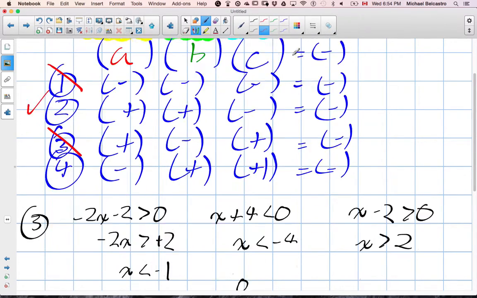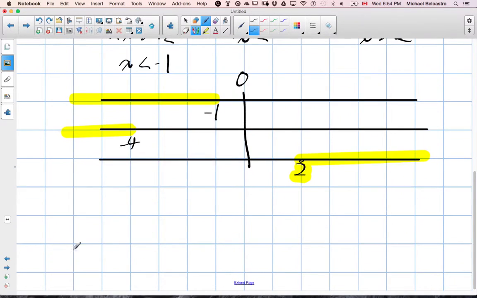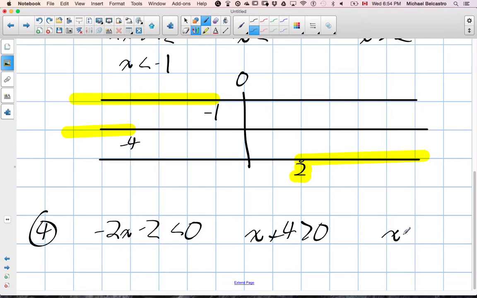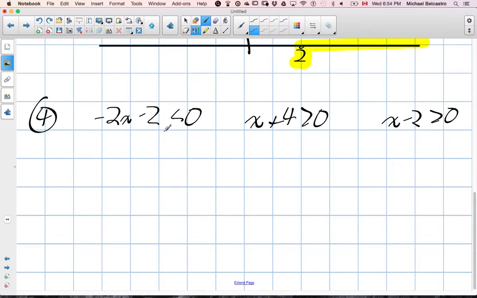Now we try case 4. Negative, positive, positive. Okay, let's set it up. Case 4. Negative 2x minus 2. We said negative, positive, positive. Are those the right functions? Ooh, finally memorized them. Okay. We bring the 2 over, it becomes positive, so x is greater than negative 1. X is greater than negative 4. And x is greater than 2. Sounds right? I think those are right.